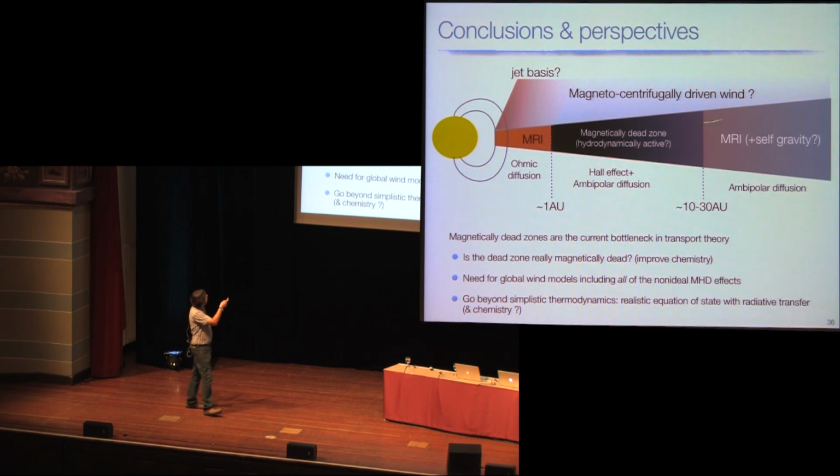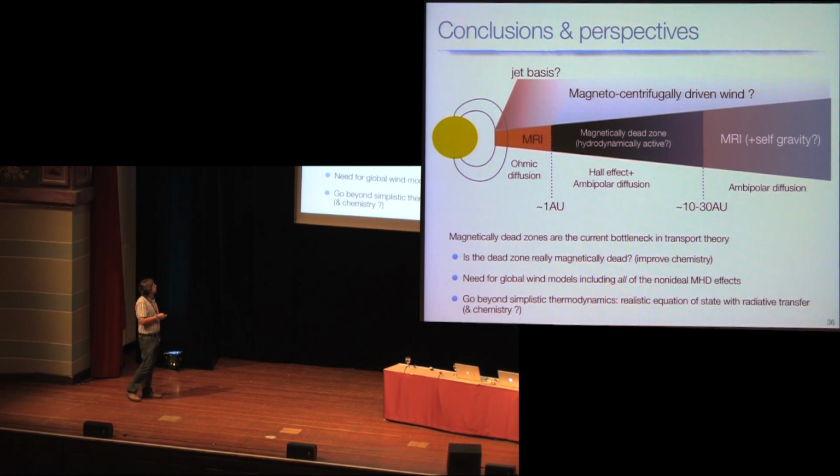So you can have a magnetocentrifugally driven wind at the disk surface, which can drive accretion, or you can also have hydrodynamical processes inside the dead zone. In the outer part, you can have the MRI, and you can also imagine having self-gravity in the outer disk. So you clearly see that the main bottleneck we have in transport theory is this dead zone.